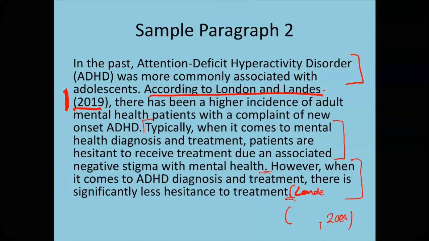So, London and Landis, 2019, parentheses, period. And notice how the ampersand replaced the "and" in the phrasing. So within the parentheses, it's never "and". It's always the ampersand within the parentheses. So this I see a lot. So make sure that you pay close attention to this.